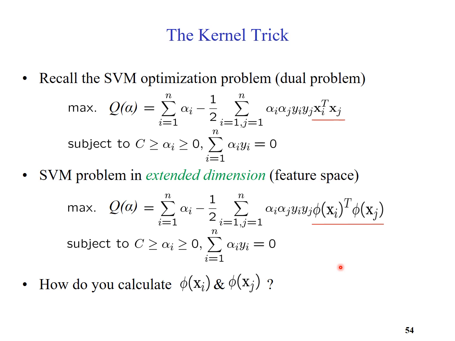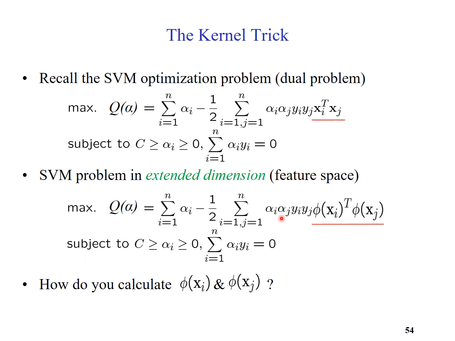We don't know which dimension, we don't know which configuration. That means we have no clue about this mapping, so we cannot calculate this mapping value. That's the problem. If we solve this problem in higher dimension, we get the linear classifier in higher dimension, then we solve the problem.